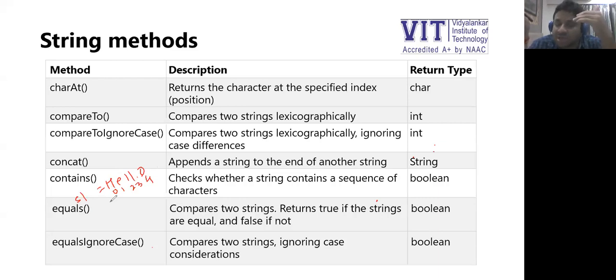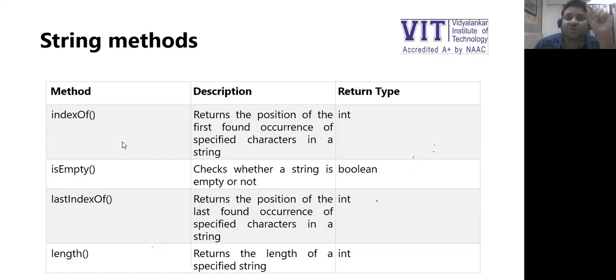Now, equals is used to compare two strings, whether they are equal or not, but it is case sensitive. And if you want this comparison to be insensitive, we'll make use of equalsIgnoreCase. Now, the next method is indexOf. Now, what is indexOf?